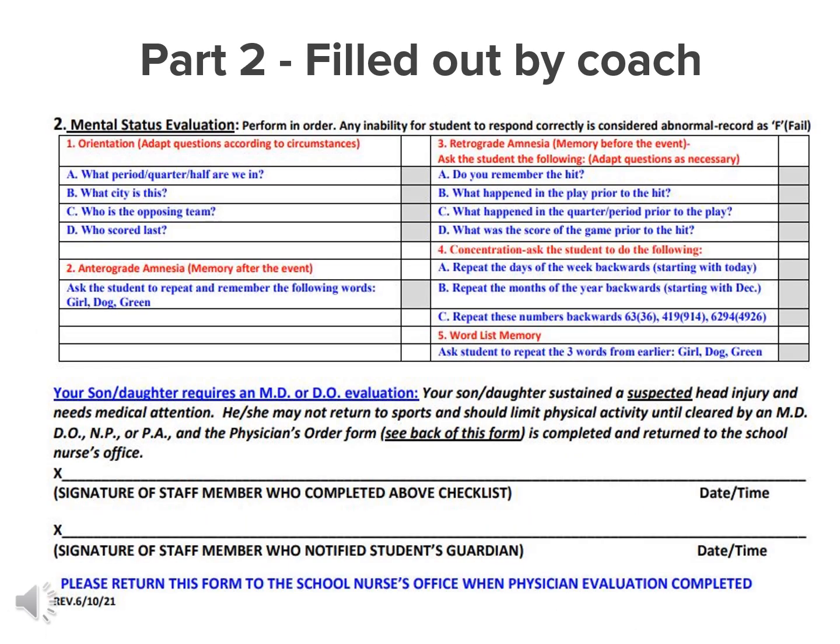This part is also filled out by the coach, and this is your mental status evaluation. It also includes a signature of the staff member who completed the above checklist and a signature of the staff member who notifies the student's guardian. And remember, only trained Nevada Joint Union High School District staff may complete the form. Student athletic trainers may not complete it.